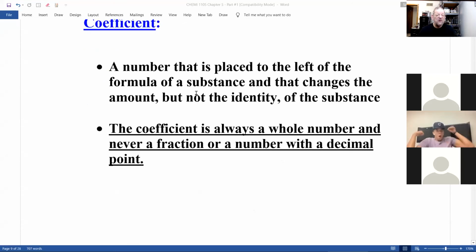Well, a balanced chemical equation, you can't have them. It's got to be like this. So how do you balance a chemical equation? You change the coefficient. Now, the coefficient is the number that's placed to the left of the formula of a substance, and that changes the amount, but not the identity of a substance. Now, this is important. The coefficient is always a whole number, an exact number, never a fraction or a number with a decimal point.